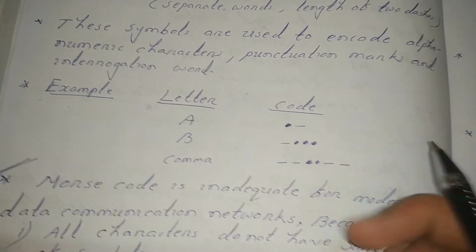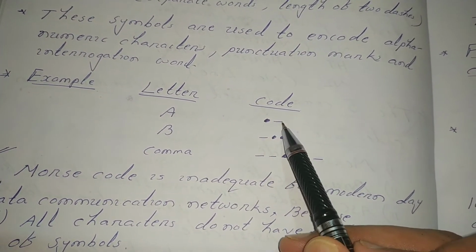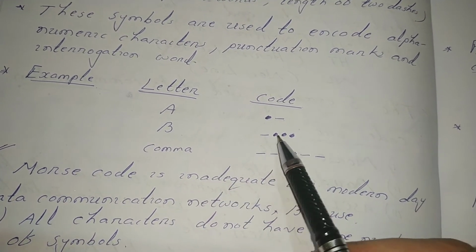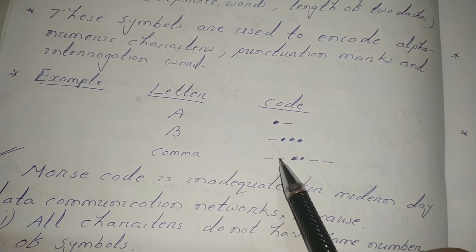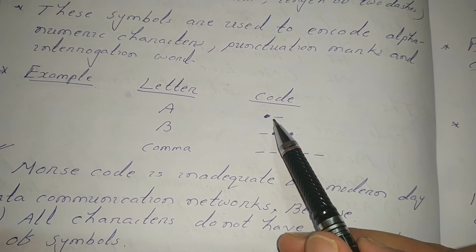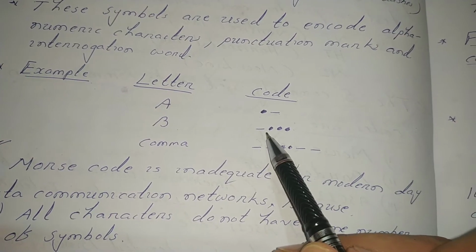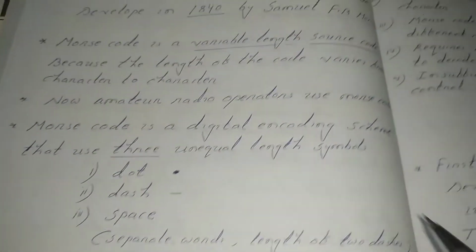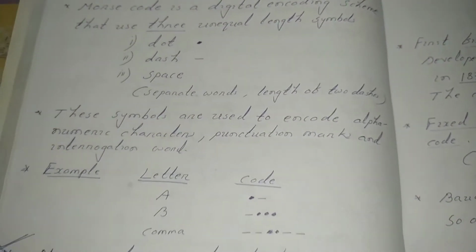See here I have taken an example. To represent the letter A, its code is 1 dot, then 1 dash. Then to represent B, dash, then 3 dots. To represent the punctuation mark comma, it is 2 dashes, 2 dots, then 2 dashes. So you can see here the length of the code: here the length of the code is 2, here the length of the code is 4, here the length of the code is 6. So it is varying. That's why the name is your variable length source code. That is not fixed.